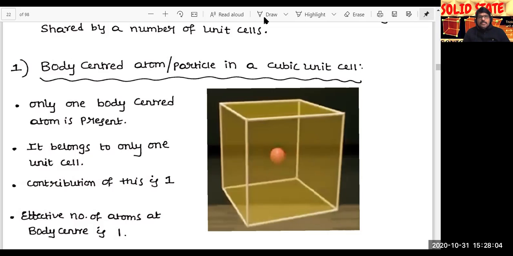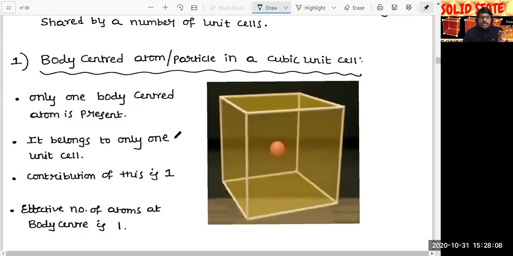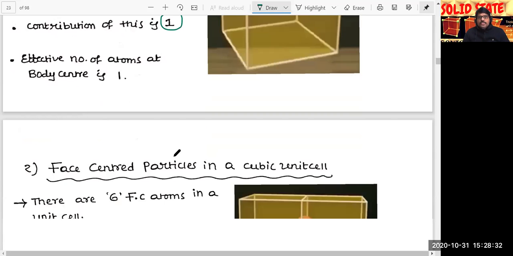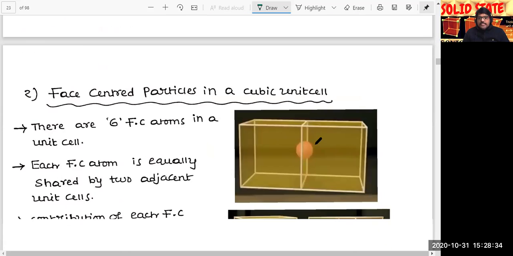This atom belongs to only one unit cell because it is not in contact with other unit cells, and obviously the contribution of that atom to this unit cell is one. Effectively, how many atoms? One. Now we will do this calculation for the various other atoms.